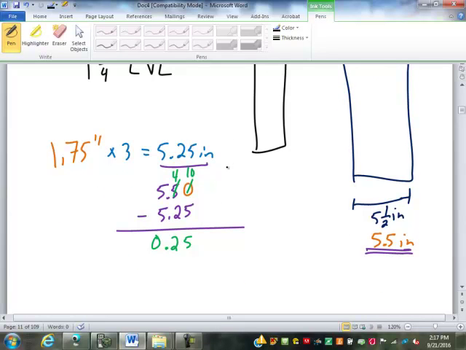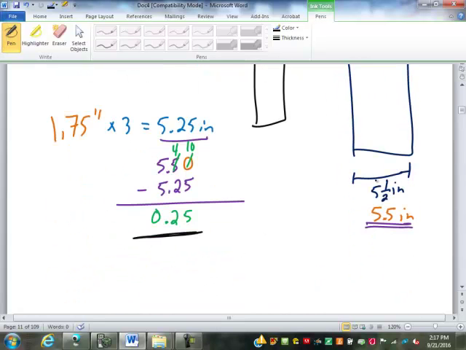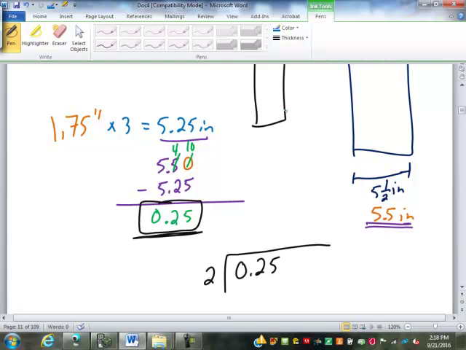Now, here's the catch. I don't want to just use one piece of plywood to fill in. I want this beam to be uniform. So I want to split up the filler. I'm going to take 2 pieces of plywood, one in this joint and one in this joint, to fill that up. So how thick does each piece have to be? I heard 12.5. You got the right idea there. It's just the decimal point's in the wrong spot. 0.125. Perfect.